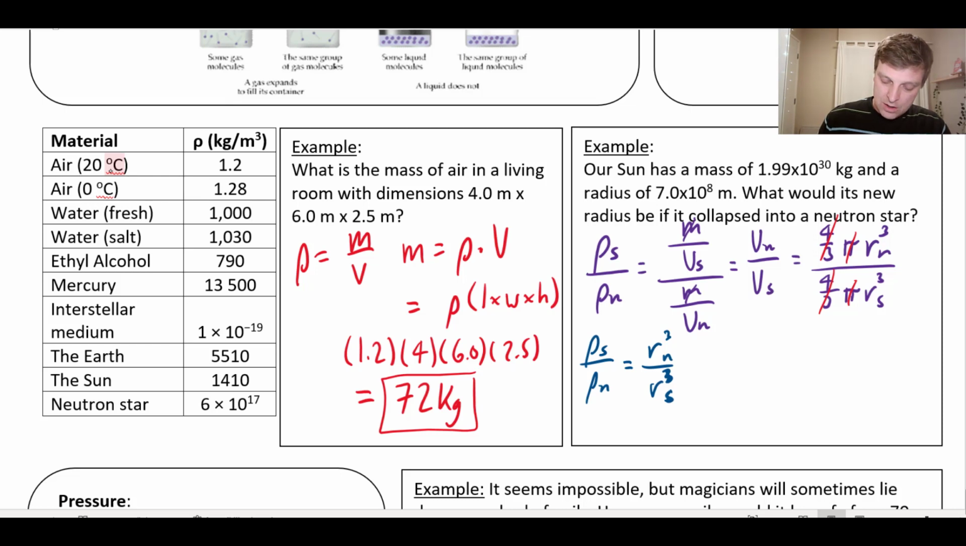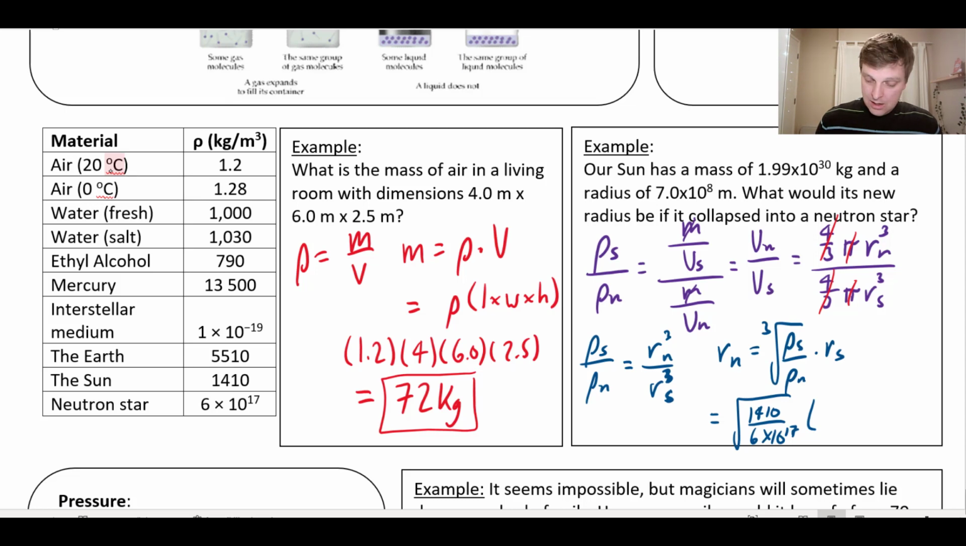So we're looking for the radius of the neutron star. If I solve this algebraically, I get the radius of the neutron star is going to equal the cube root of the density of the sun over the density of the neutron star times the radius of the sun. And when I plug in my values here, the density of the sun is about 1410. The density of the neutron star is massive, 6 times 10 to the 17. And the radius of the sun is, I had this up here, 7 times 10 to the 8. So plugging all that into your calculator, you should end up with something in the neighborhood of about 9,300 meters, which is really, really small, which is why neutron stars are, well, they're big, but they're not as big as suns, and they're ridiculously dense.